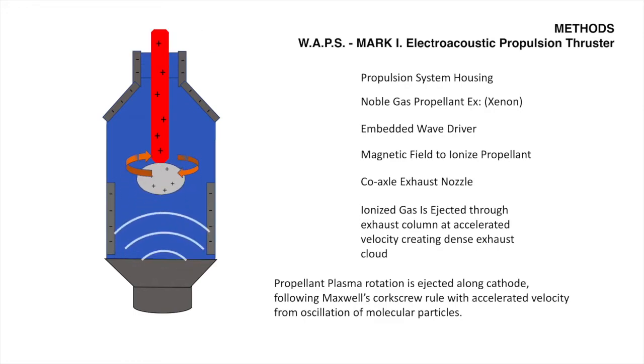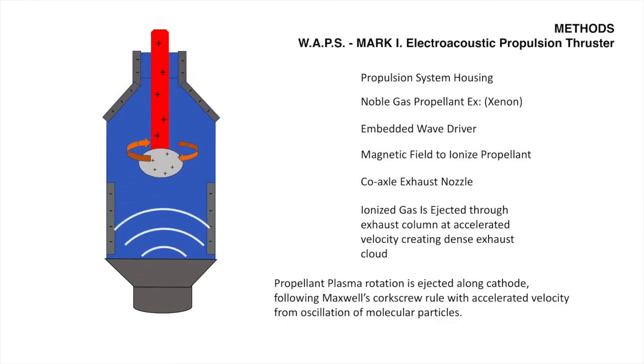Like I said, the propellant plasma rotation is ejected along the cathode following Maxwell's corkscrew with an accelerated velocity from oscillation of molecular particles. And that's basically what I'm talking about: everything is going to be accelerated because the cloud is not at rest anymore.